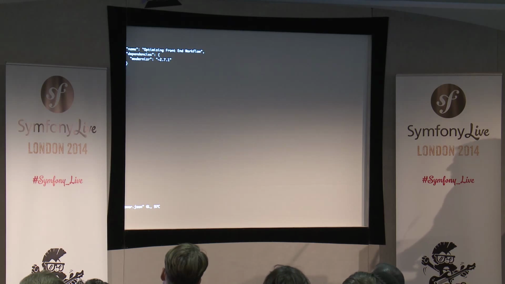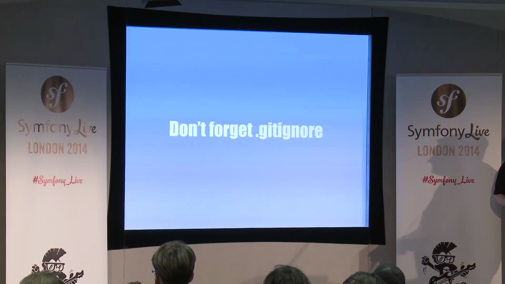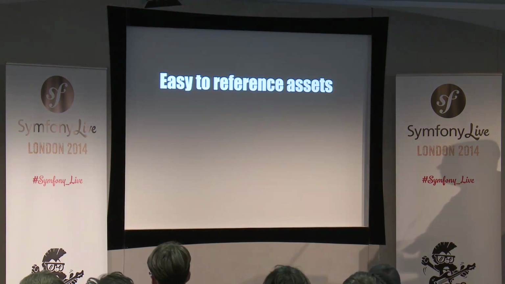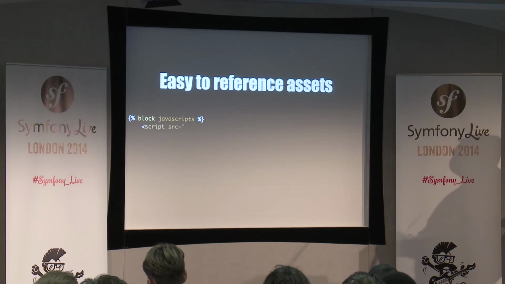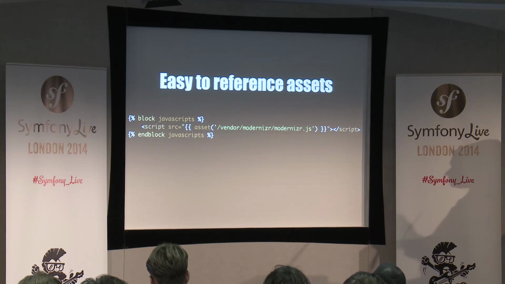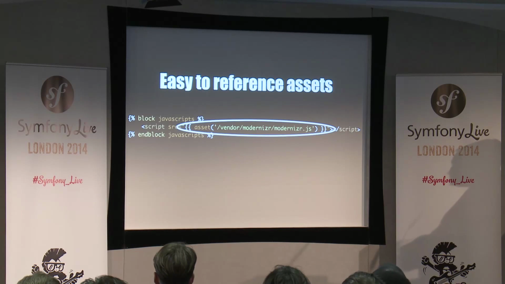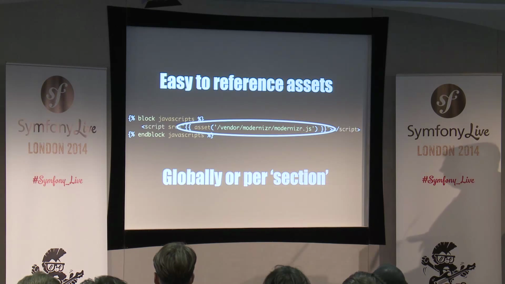But wherever you install these assets, don't forget to put them in your .gitignore, because you don't want to be committing them. So to use that in Symfony, once you've installed it, in your JavaScript block, or however you usually include JavaScript, you literally just change the asset path to point to somewhere relative to the web directory. And again, that can be globally or per section. So you can have different JavaScript dependencies depending on where you are in the application. So for example, in our front end, we might need Modernizr, but in the back end, we don't really care because we're in control of the people who are using that and what machines they're using that on.